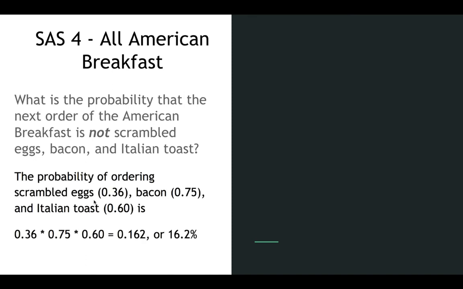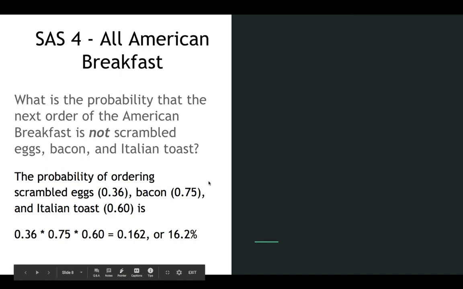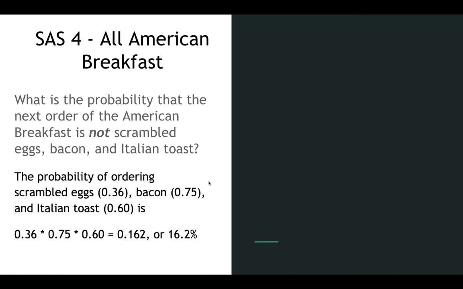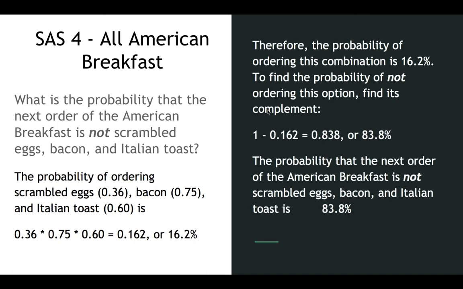So the probability of ordering scrambled eggs, bacon, and Italian toast is 16.2%. That's what we did, but we want to know what it's not. So you find the probability of not ordering this option, find its complement. 1 minus 0.162 is 0.838 or 83.8%. So the probability of the next order not being scrambled eggs, bacon, and Italian toast is 83.8%.